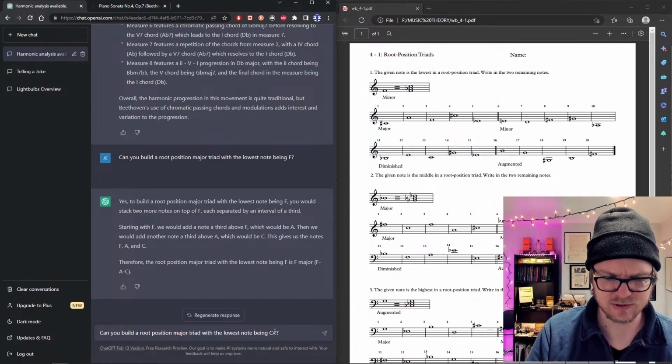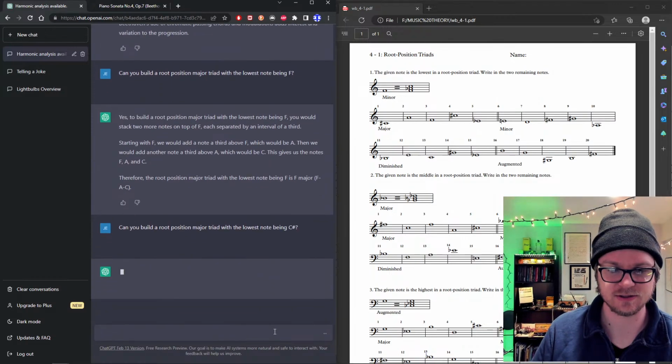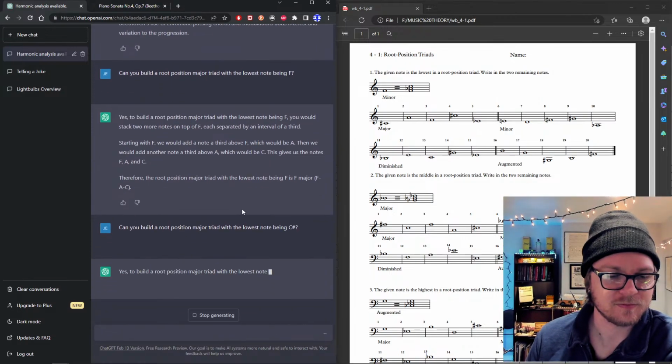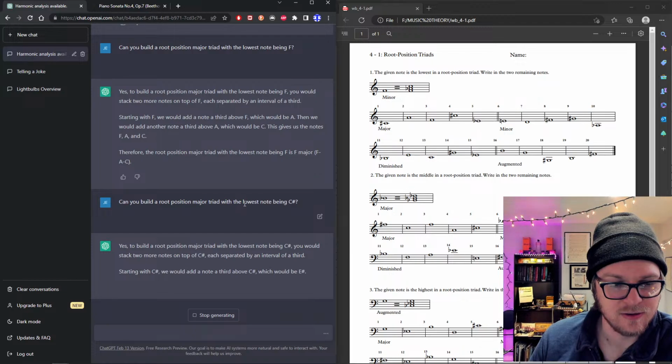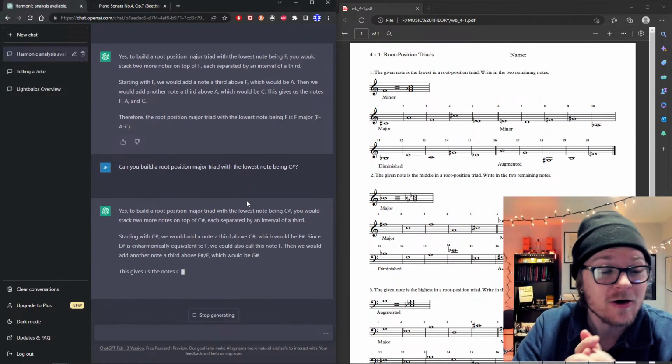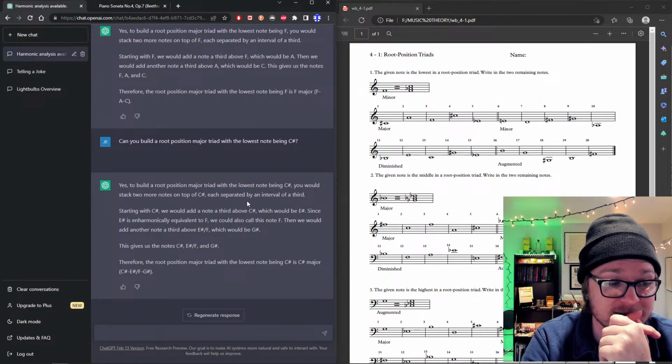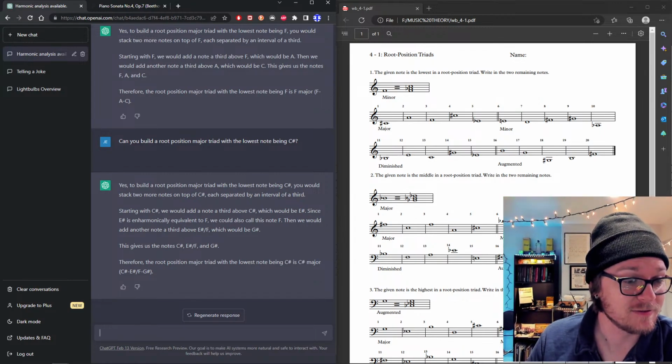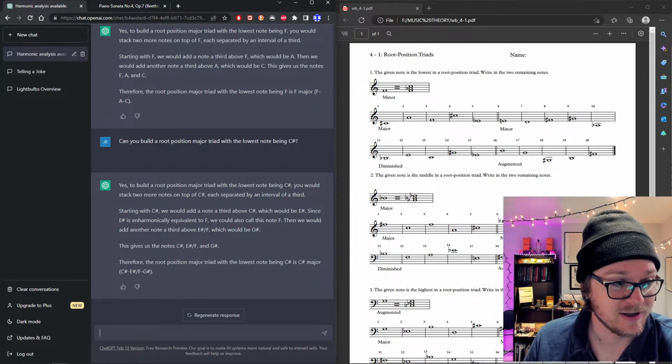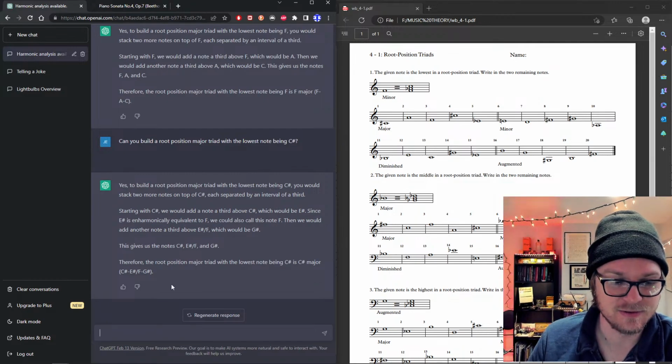Should I use the number sign? Yeah, let's see if it understands that. Position major triad with the lowest note being C sharp. Okay. E sharp. It does. Okay, good. It even recognizes it. That's interesting. Okay, fantastic. Okay, that's really interesting. That's really cool.